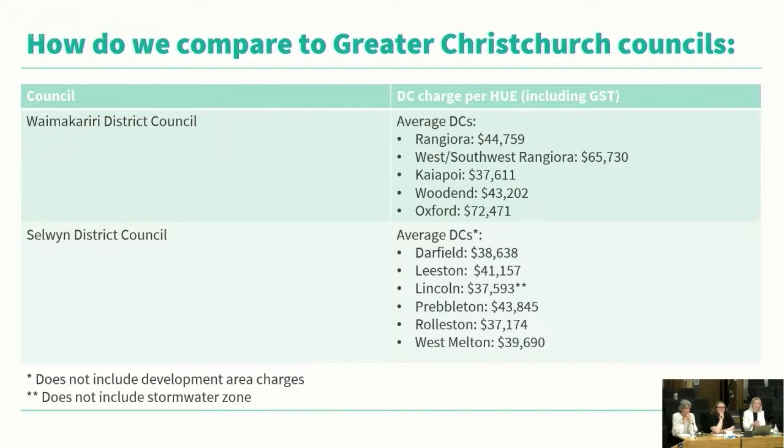72,000. Selwyn District Council, their DC policy is a little bit unusual in that there are a lot of things that go into the DC charges, including the size of the underlying section. Selwyn also has a large number of development area overlays in their policy for the council to recover infrastructure required to service specific growth developments. The numbers on the screen exclude any development area overlays. So their DCs start at 37 and go up to 44,000 per HUE. So we're really not out of step with other councils.